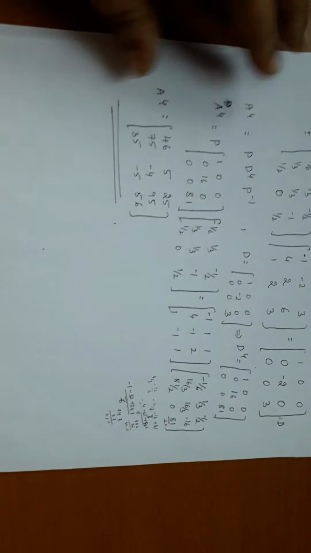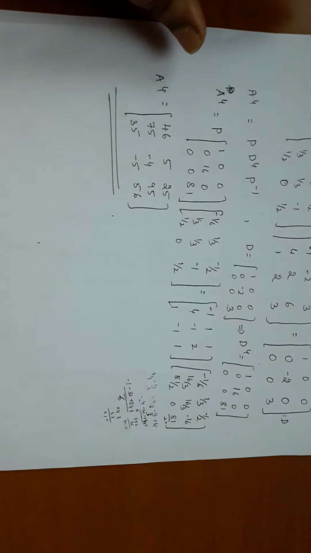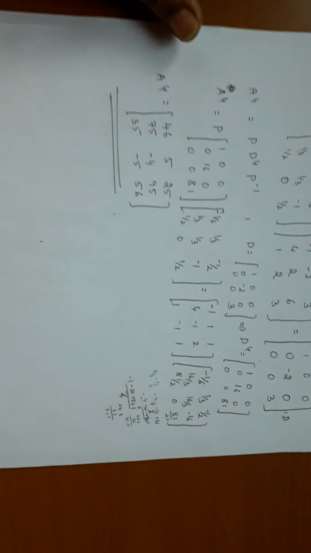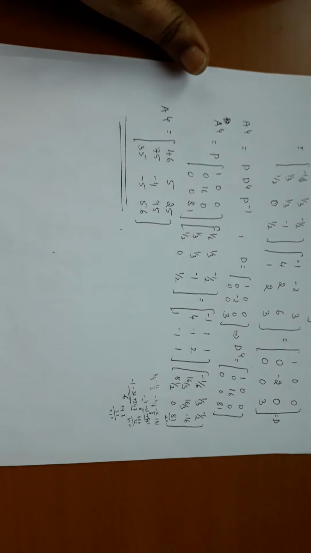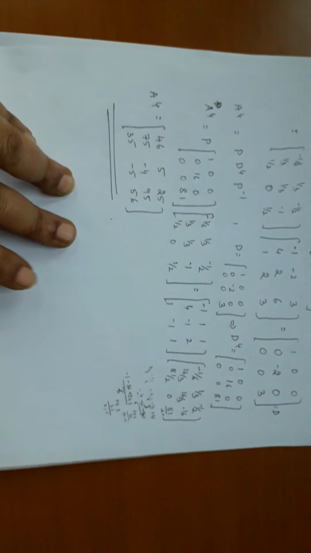Then we have to write P transpose into A into P. Then you multiply that. No need to take P inverse here, just take P transpose, because the given matrix is a symmetric matrix. I told that point already. Okay, P transpose into D into P.